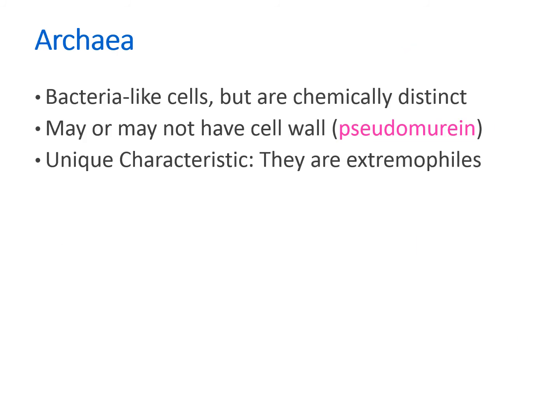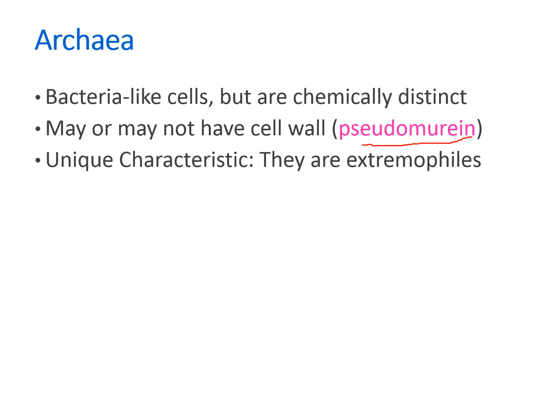Archaea are bacteria-like cells, so they look like bacteria, but they're chemically distinct. They may or may not have a cell wall. If they have a cell wall, it's made up of something called pseudomurein. And the unique characteristic for your archaea is that they're extremophiles.